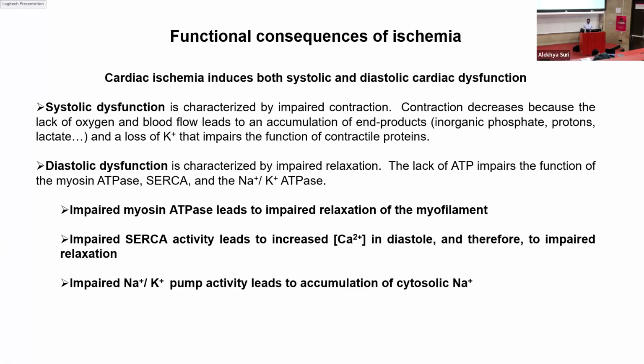So if there is no ATP, the myosin will be in a contractile state, and it's not going to relax. If you remember the actomyosin interaction, ATP binding is important for muscle relaxation. Without ATP binding to the myosin head, the myosin cannot detach from the actin filaments. So it will be in a contractile state.